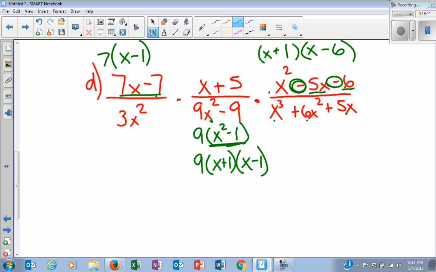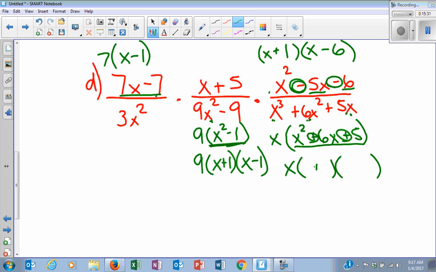These guys, before I can go ahead and double bubble, I need to pull out a greatest common factor. They all have an x, so I pull out an x. And what am I left with? x squared plus 6x plus 5. Now I try to factor this. So my final factor becomes two same signs, both positive, two numbers that multiply to 5 but add to 6, 1 and 5, x and x.